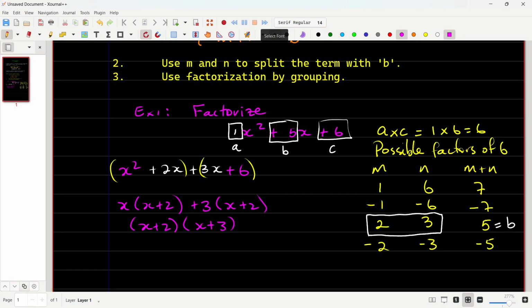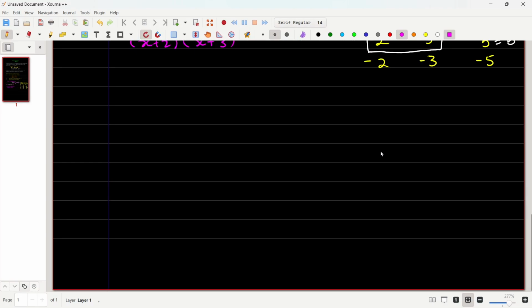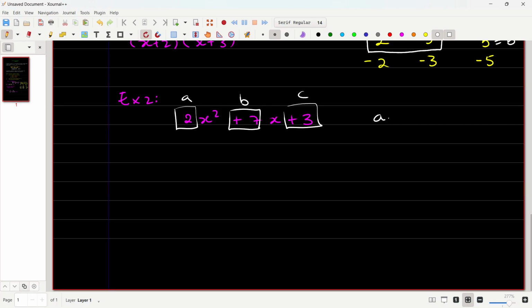All right, let me give you another example to do. You can try it if you want before you watch the solution. So 2x squared plus 7x plus 3. And we can see that this here is A, this here is B, and this here is C. So A times C would be equal to 2 times 3, which is equal to 6.